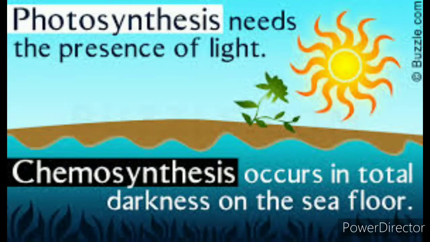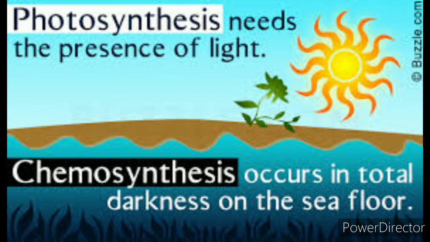So through the last video lessons we have seen the process of photosynthesis. Photosynthesis is the process through which plants produce food. Then there is another food producing process called chemosynthesis.